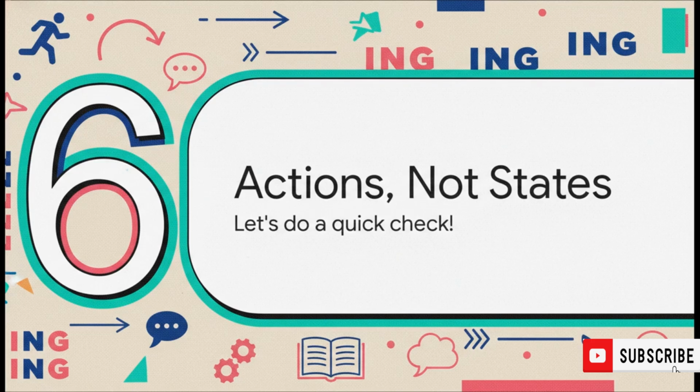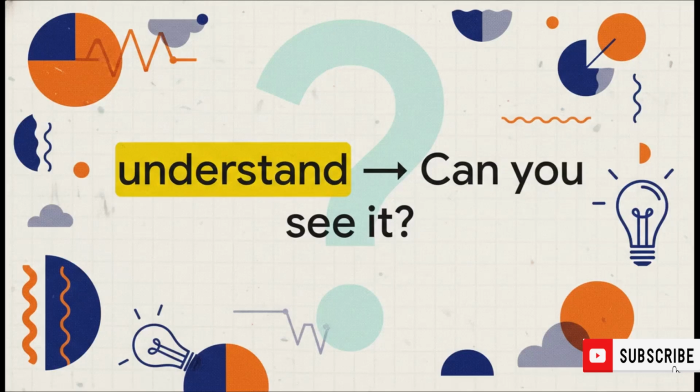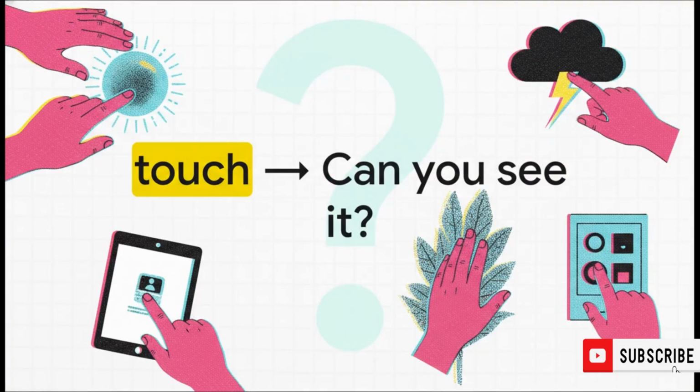So let's do a quick little quiz to make sure everything is clear. I'll say a verb, and you just use our one question to tell me if ing is okay. Ready? I'm ready! First one is eat. Okay, eat. Can I see it? Yes, absolutely. I can see someone eating. So ing is okay. He is eating. Perfect. Next up, understand. Can I see understanding? No way. That happens in my brain. That's a state, so no ing. Exactly right. Okay, last one.